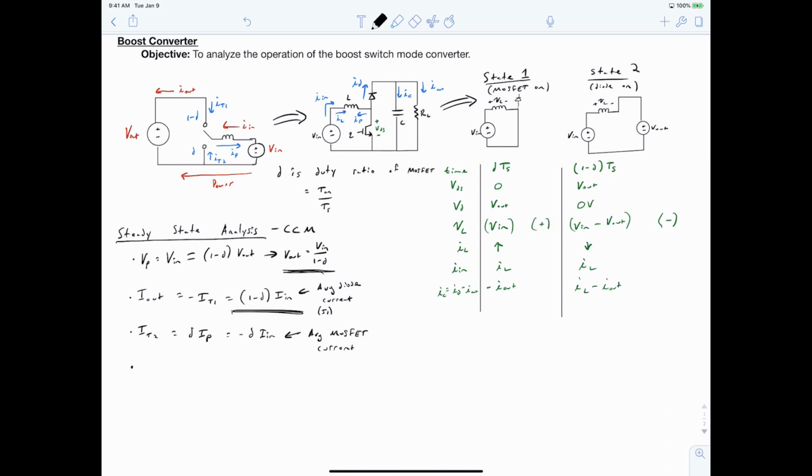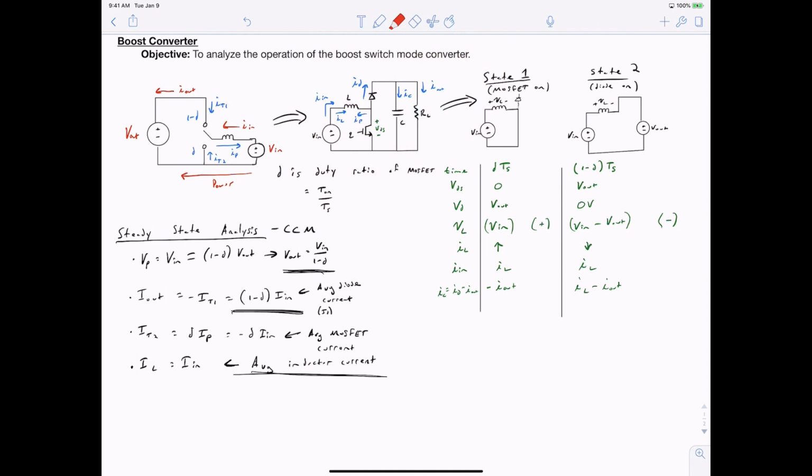We can also relate our average inductor current to IN as actually being identical, since the input current is always flowing through the inductor. This is a key difference from the buck converter. Now, our inductor current must carry the average of our input current, and is something that is used for sizing the converter's inductor.